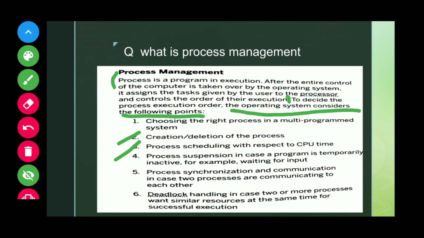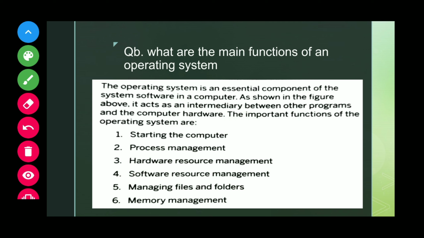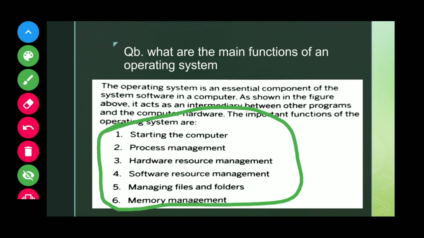Okay, now we are going to the next question. What are the main functions of an operating system? It is a very easy question. The operating system performs multiple tasks, like it provides an interface, and it manages all hardware and software. So we will write the answer in the particular way which is given in your book. So these are the main functions of the operating system.